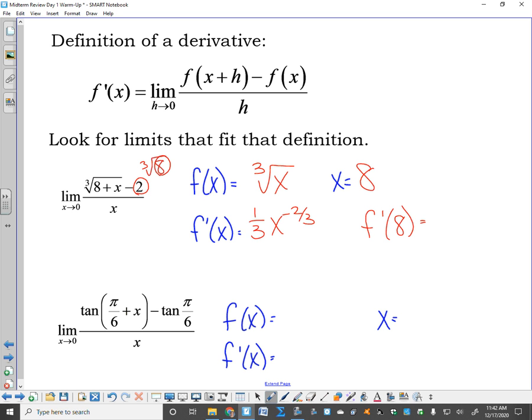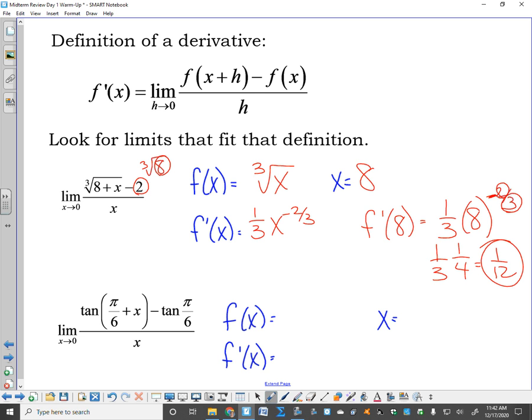So I'm going to plug an 8 in here. So 1/3, 8 to the negative 2/3. So this means cube root him. That's a 2. Square him. That's a 4. Move him to the bottom. So that's a 1/12.